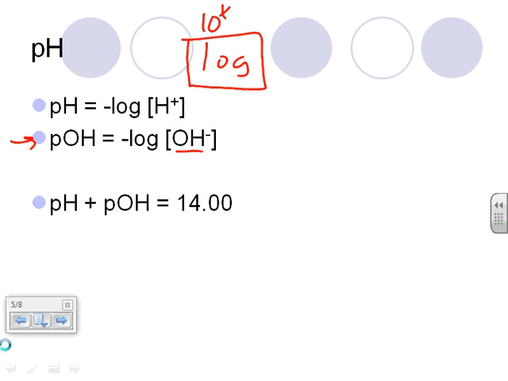We also know another formula, very, very handy. We'll definitely be using this one in a number of calculations. pH plus pOH is equal to 14. Very good to know when we go from concentrations to pHs and pOHs.